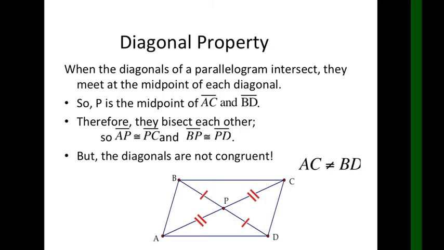But the diagonals are not congruent. Remember, AC is not equal to BD. Hindi sila equal. AC is not equal to BD.